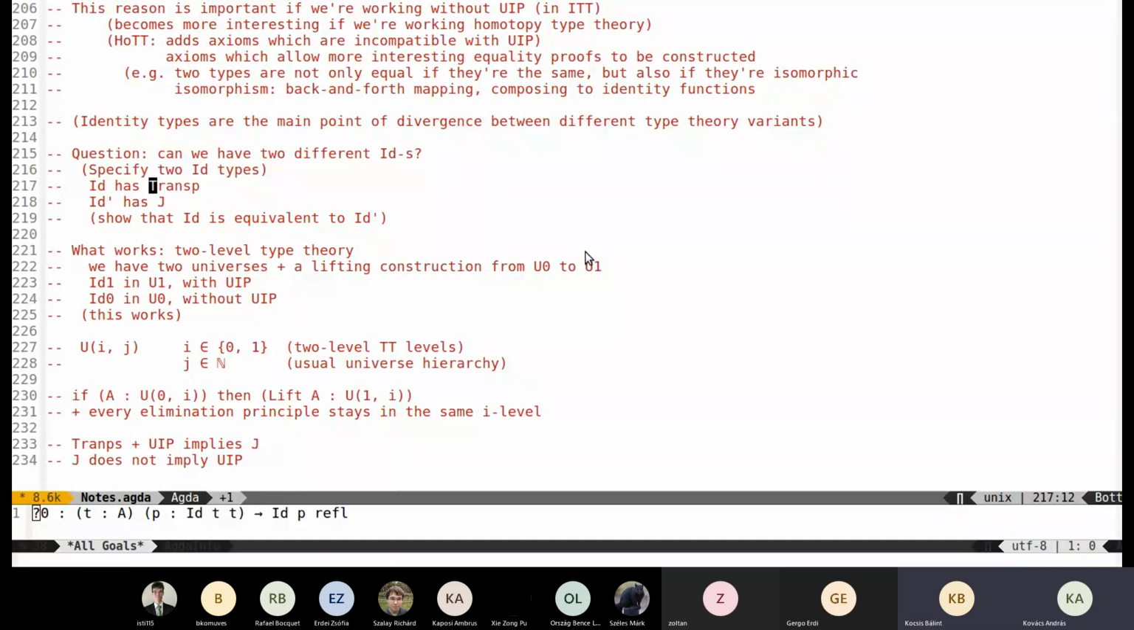Well, obviously, that's not equivalent. Do you mean we have two different types, but both have J? Yeah, then they are equivalent. For the same reason that if you define natural numbers twice with the same elimination principle, it's the same type. Here I'm defining the identity type twice with the same elimination principle, so it's again the same type up to equivalence.